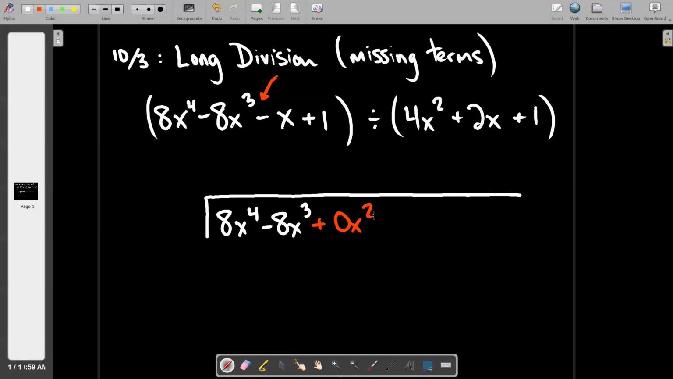Any questions so far? Okay, so I put that in red for you, and I'm going to go back now to writing in white, and I'm going to continue with my dividend, which is minus x and plus 1. Okay, so dividend complete. Focus on what I wrote in red. That's the important part of today. And then outside for my divisor, I'm going to have my 4x squared, my plus 2x, and my plus 1.